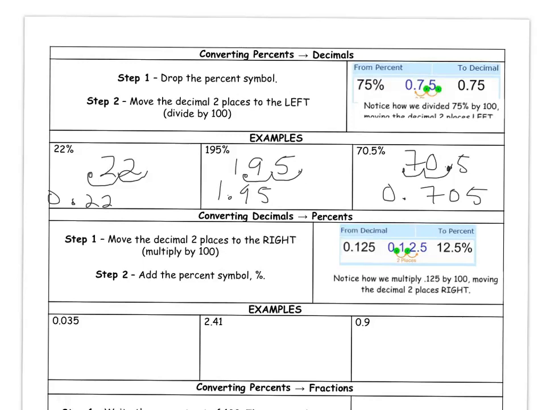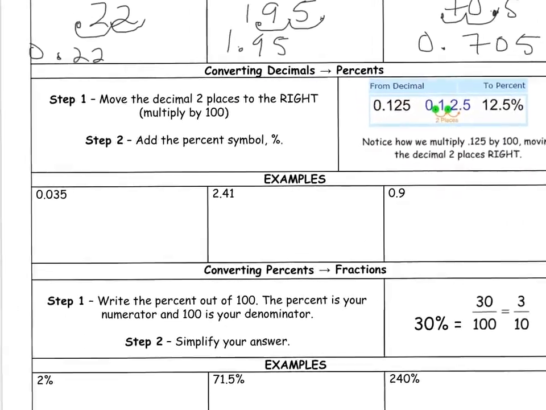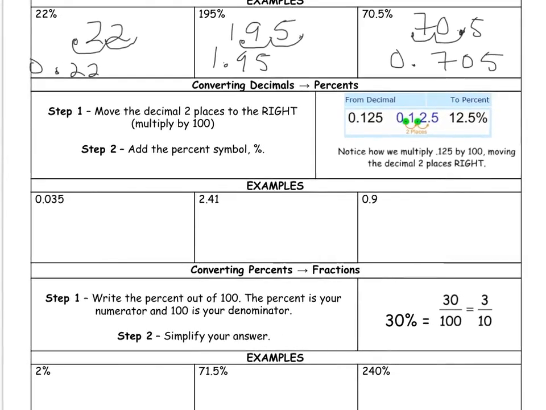So that's how you do converting percents to decimals. Remember, you're just moving the decimal 2 places to the left, because really what you're doing is dividing by 100. Okay, let's talk about converting decimals to percents. You're going to move the decimal 2 places to the right this time. When you're converting a decimal to a percent, you're actually multiplying by 100. Then you add the percent sign. Notice how we multiply 125 thousandths by 100. It moves the decimal place 2 places to the right.